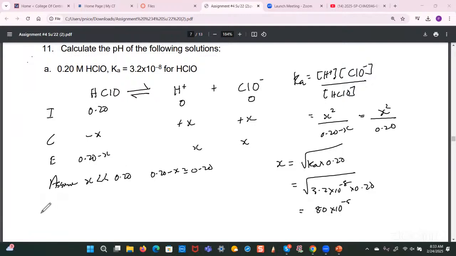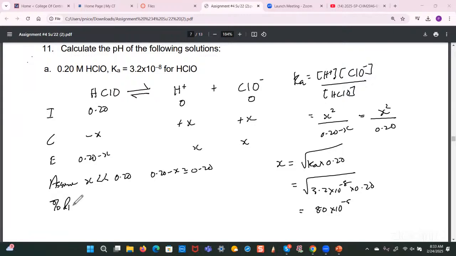We have to check to make sure that the approximation we made is valid. So how do we check that? Under the square root, is that Ka times 0.20? Yes, Ka times 0.20. Okay, so what do we do at this stage in order to test that our assumption is valid? We find the percent dissociation, very good.